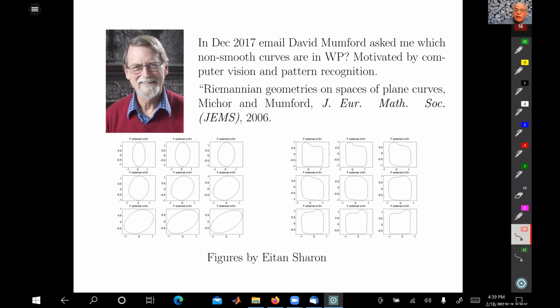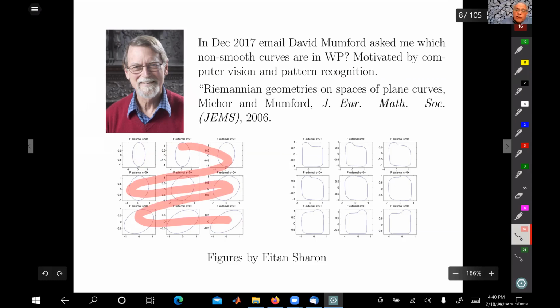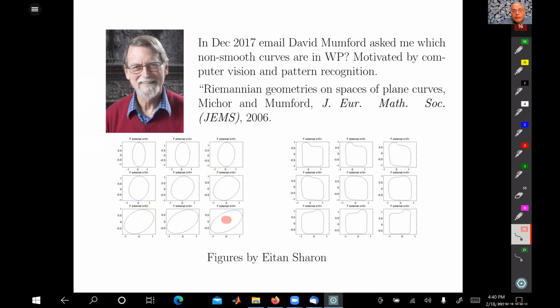One way you can see that, these are some figures of geodesics. So for example, in this picture, we're taking an ellipse, which is vertical, and an ellipse, which is kind of diagonal. And this picture connects the two of them by a geodesic in loop space.